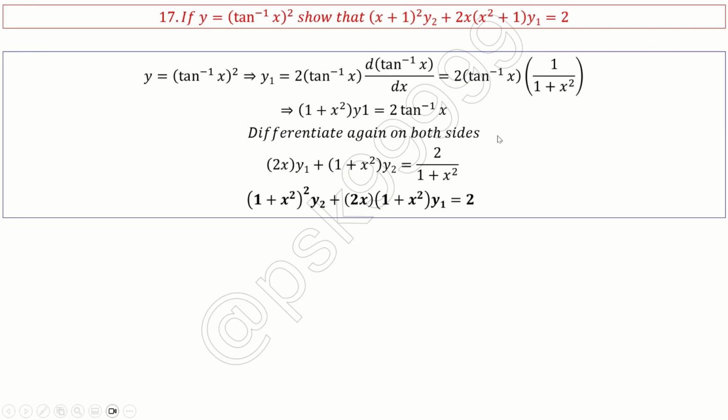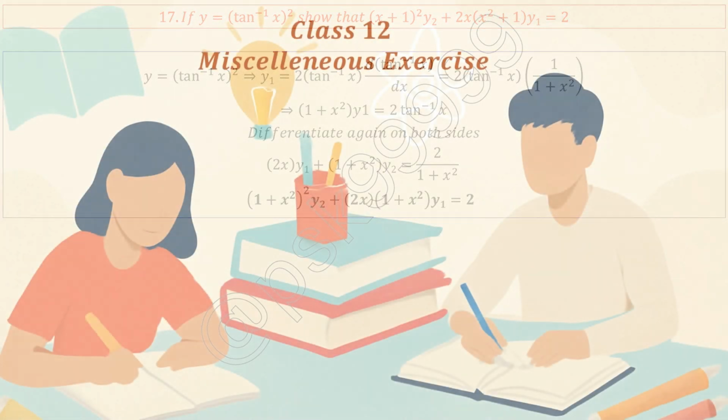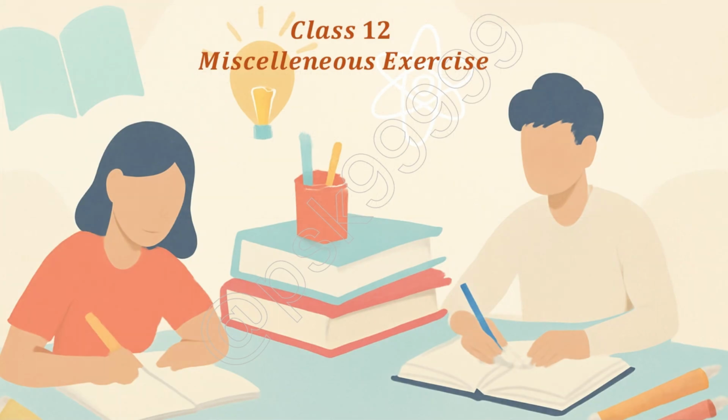Okay, now differentiate on both sides. This will become 2x into y1 plus (1 plus x square) into y2, because this is in UV form, equal to 2 by (1 plus x square). Now if I take 1 plus x square to the other side, this is what I get. (1 plus x square) whole square into y2 plus 2x into (1 plus x square) into y1 equal to 2. This is what we are trying to prove. So hence proved. Okay. Let's do the last section, which is miscellaneous exercise.